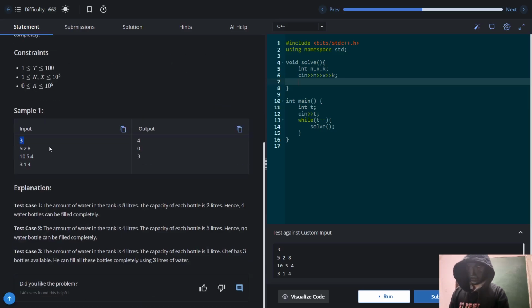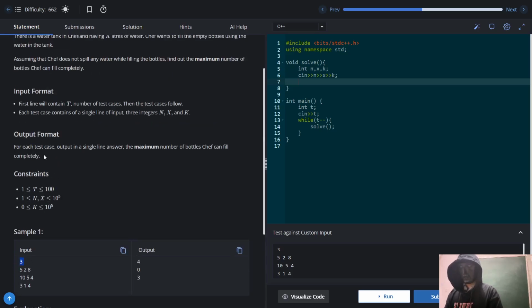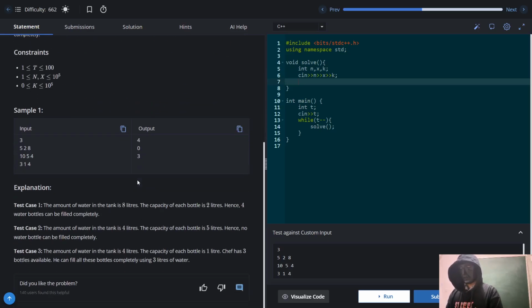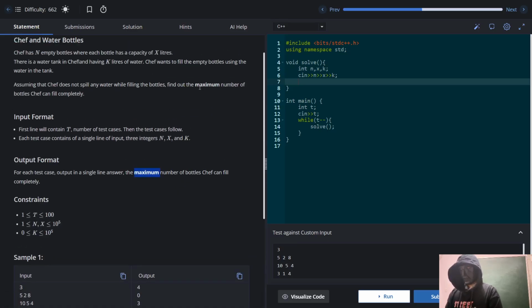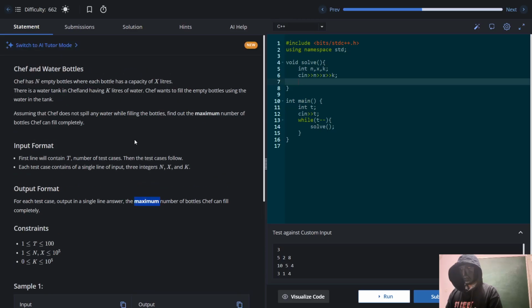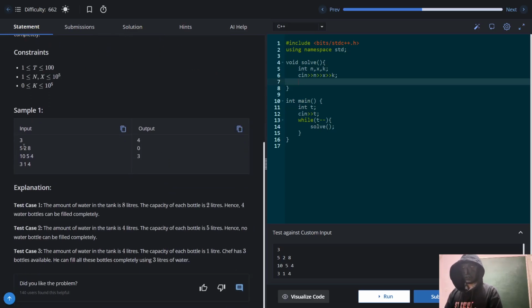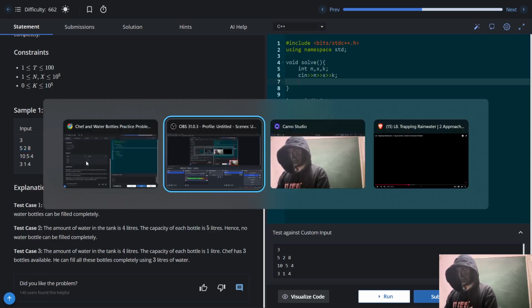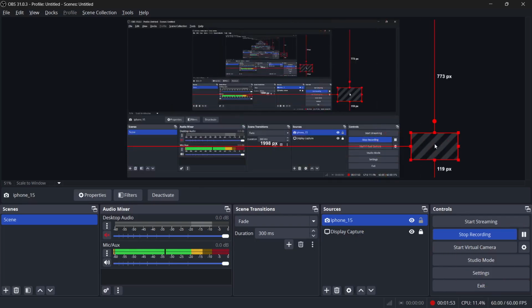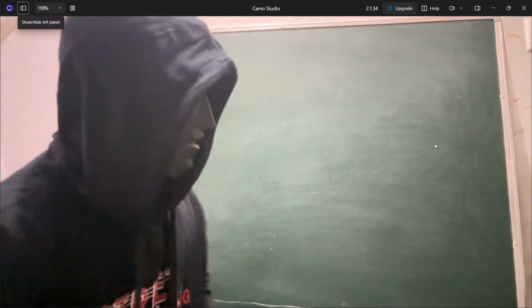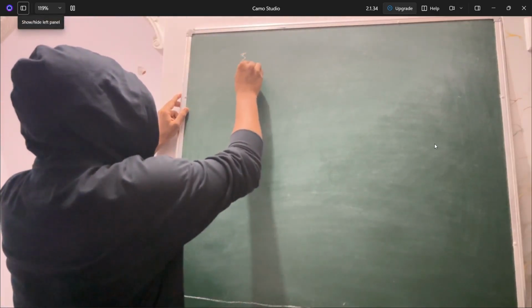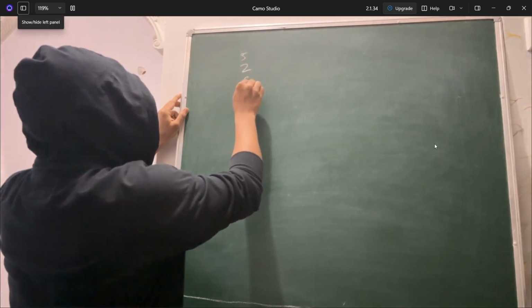Let us understand the example. In the output they have asked for the maximum number of bottles that can be completely filled. Completely is very important here. They have given three test cases. In the first test case we have 5, 2 and 8. Let me take you to the board. What was it? 5, 2 and 8.